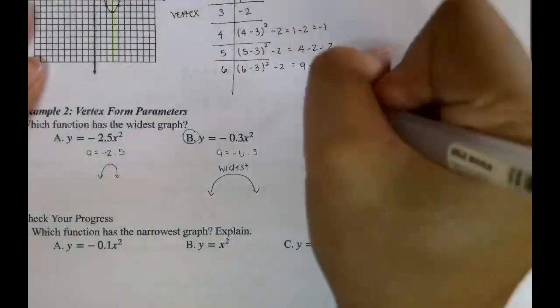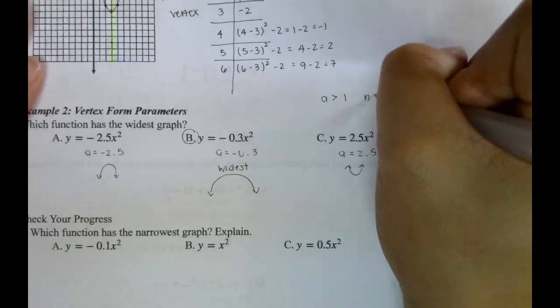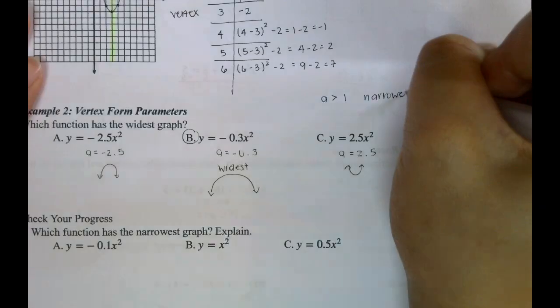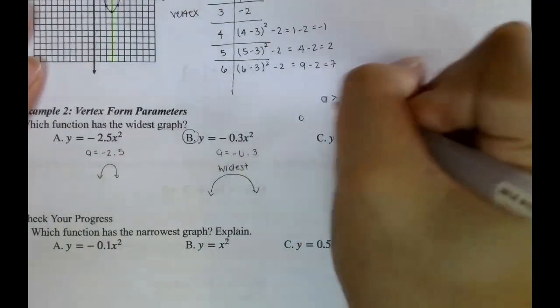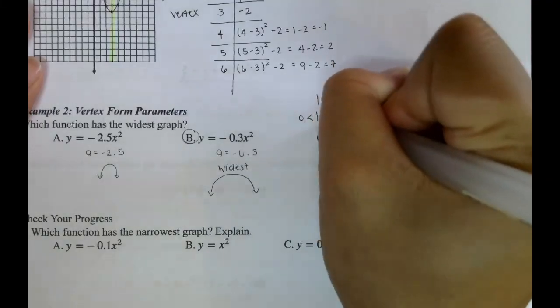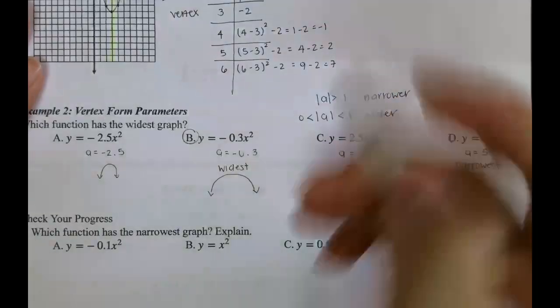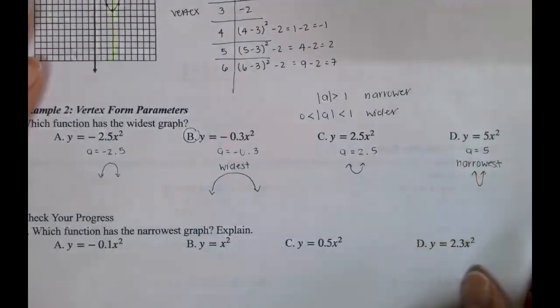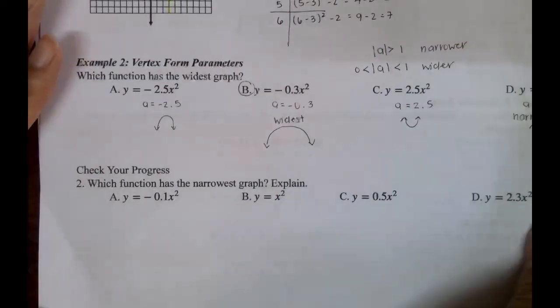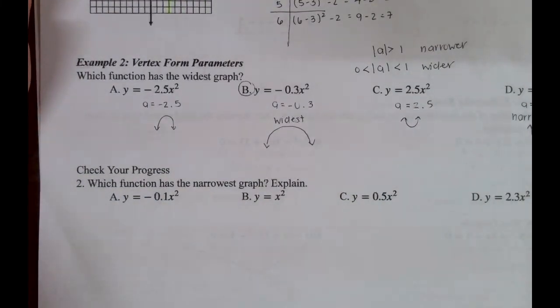Okay? And that's because the greater a is than 1, the narrower it will be. And if it's between 0 and 1, the wider it will be. So the closer to 0 it is, the wider it's going to be. Okay. So which function has the narrowest graph? You're going to do check your progress 2, and then come check your answer when you're done.